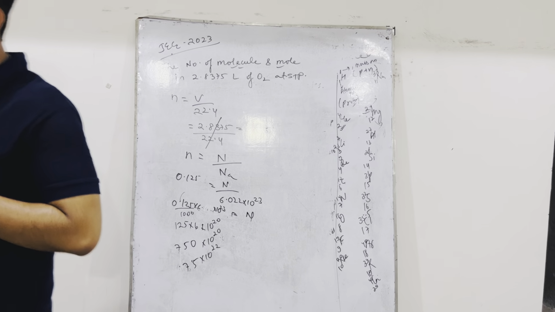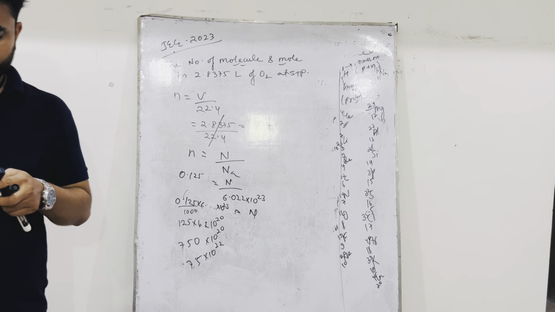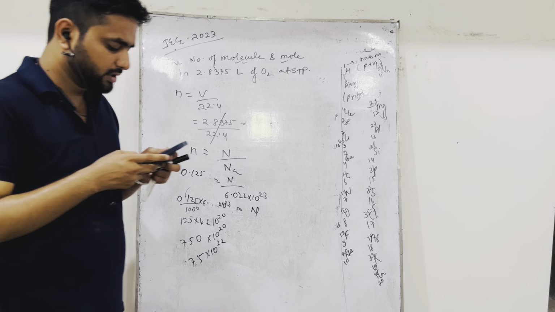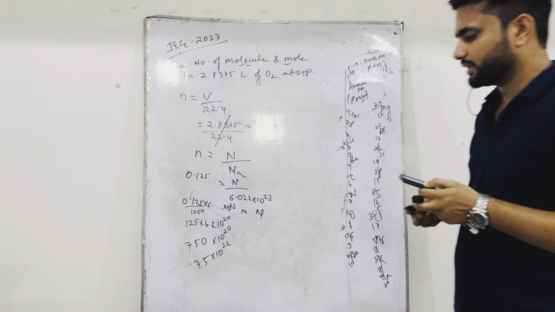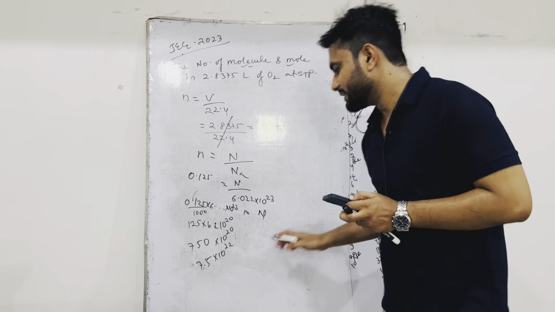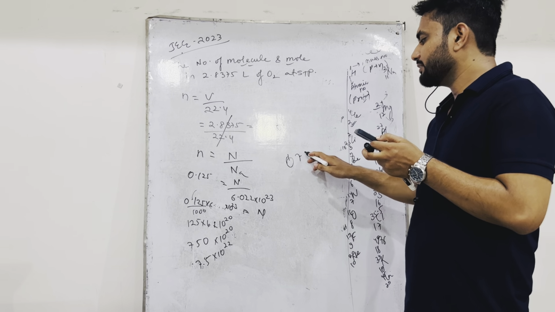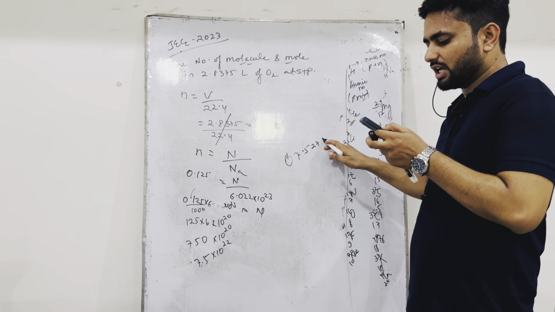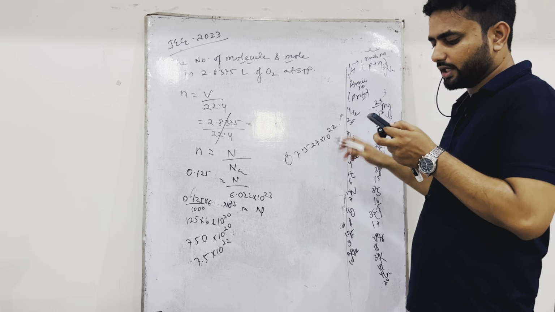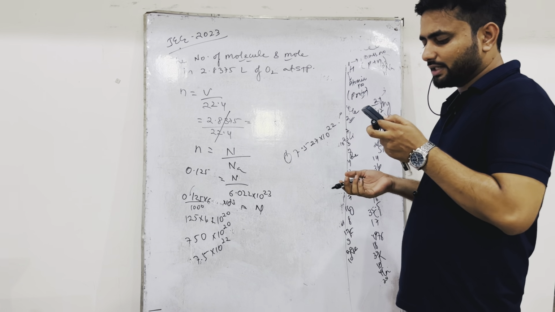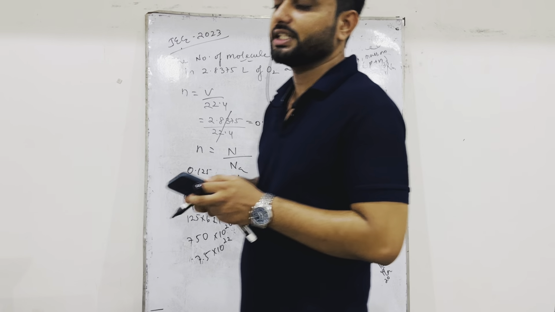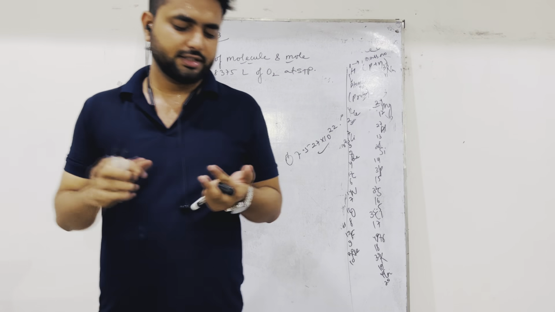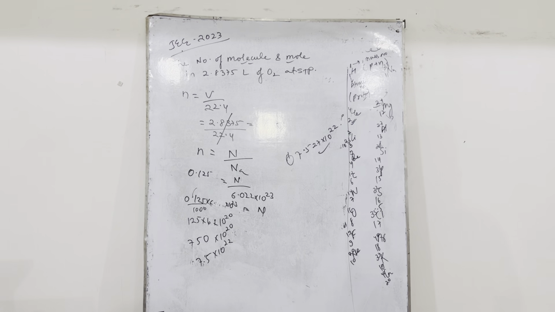Now I will tell you what the option was for this question. The exact option was 7.527 into 10 power 22, and 0.125 moles, that option is D. This is from my side for learning more.